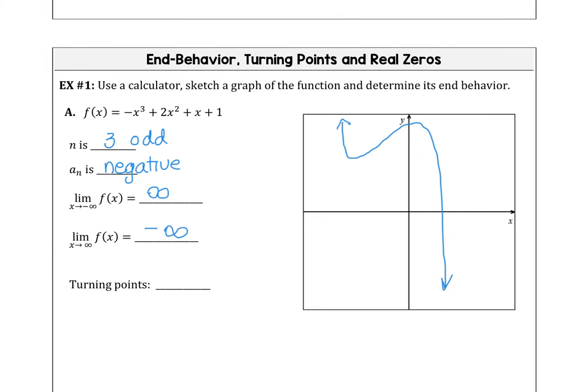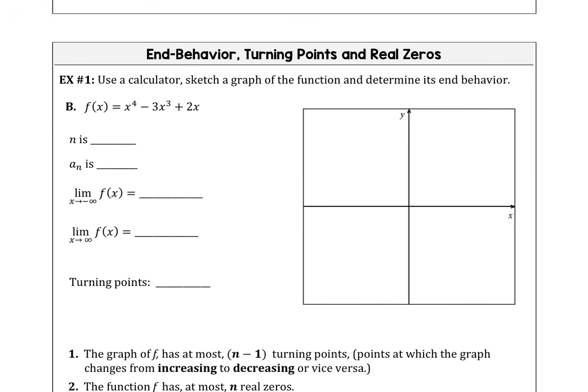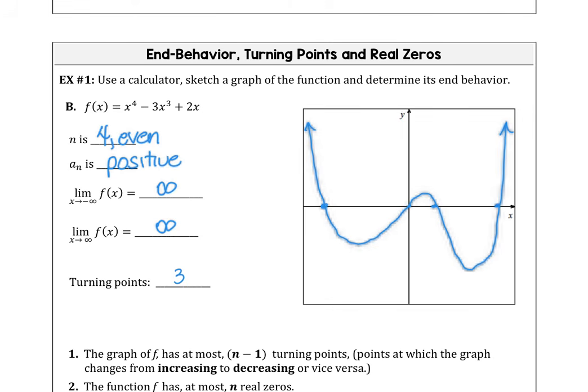And how many turning points do we have? Well, the function is cubic, so we should have 3 minus 1, or 2 turning points. So example 1b, I would ask you to turn off your video and give this one a try on your own, and then come back to see if your answers match my answers. My graph looked something like this, and you can compare your answers to my answers.